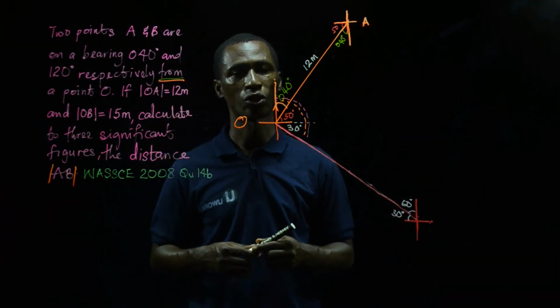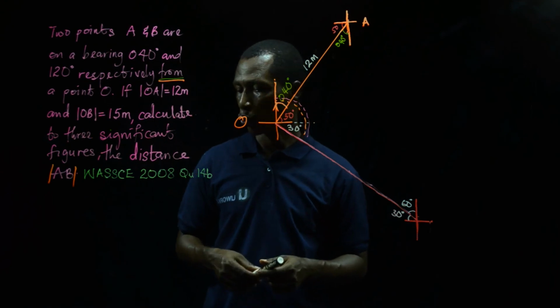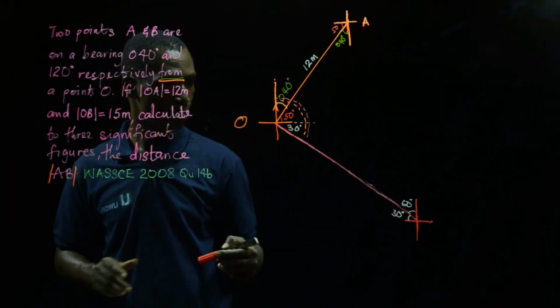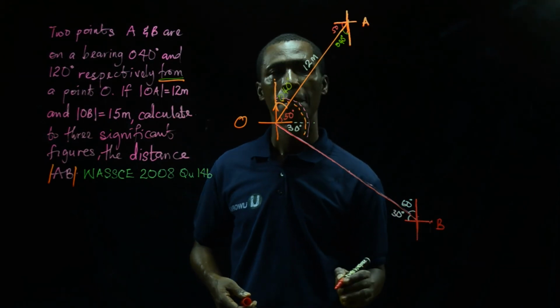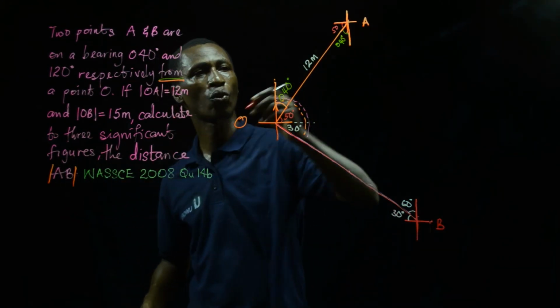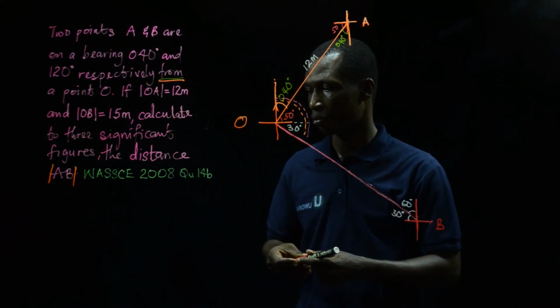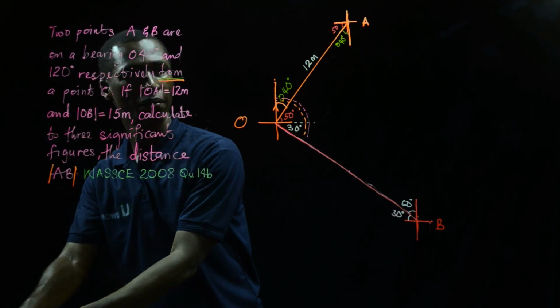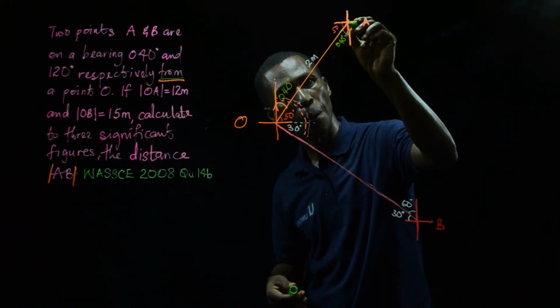60 degrees. Good. The question says you are to link A and B. So here is my point B. You are supposed to find the length AB. So I will just have to create the link here. I'm creating the link here so that it will be clearer.